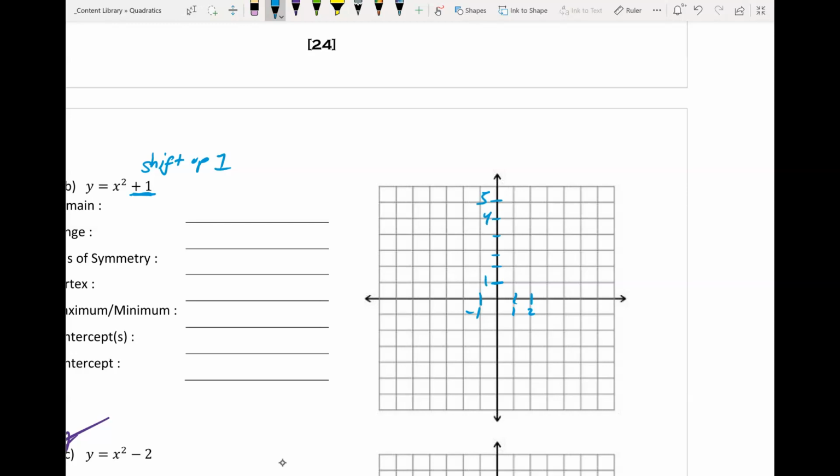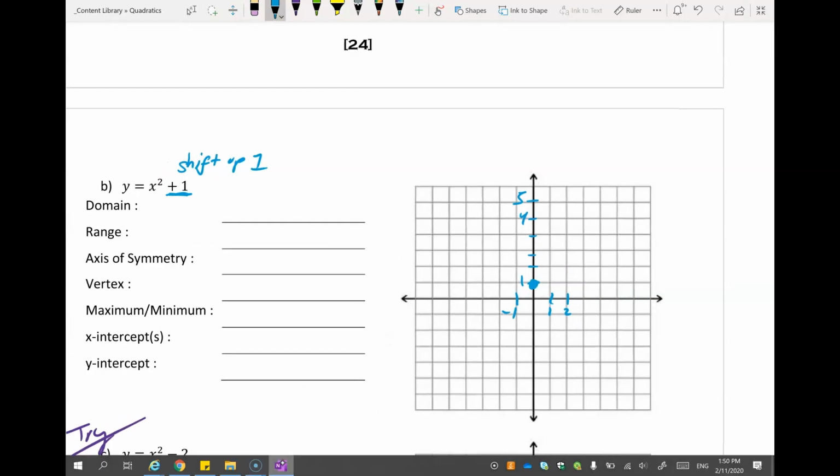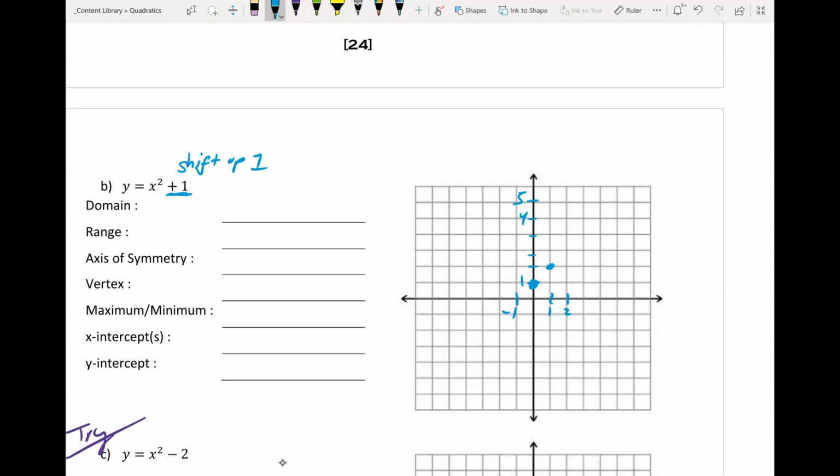Okay, so our vertex used to be (0, 0), but then we're going to move up 1. So now it's at (0, 1). We had a point here at (1, 1). We're going to move that up 1. Now it's at (1, 2). Symmetrical, so same on the other side. And then lastly, we had a point at (2, 4), and now it's going to be at (2, 5). And symmetrical, so we have the same one on the other side of our y-axis, and this is our graph.